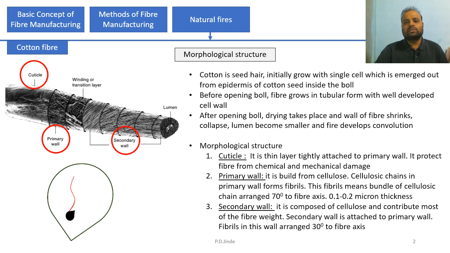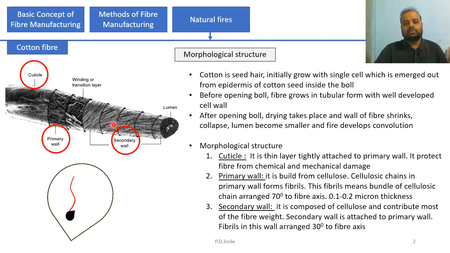The secondary wall is attached to the primary wall, and the fibrils in this wall are arranged at 30 degrees to the fiber axis. You can see this is a particular angle. That angle is 30 degrees to the fiber axis. This is the fiber axis. You can see a straight line, and when you draw a 30 degree line to that straight line, it becomes like this, right? So in the secondary wall, most of the fibrils are aligned at 30 degrees.